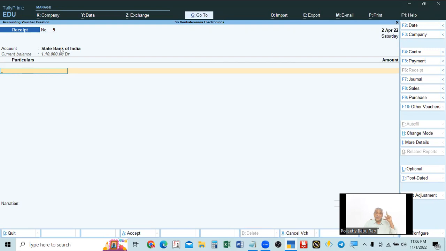In the double entry mode, receipt voucher starts with credit. From whom we received, giver, credit. Here what you received, cash or check. So checks or cash, so debit. So State Bank of India debit.